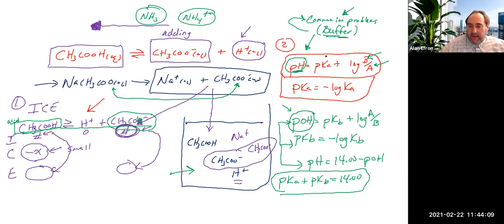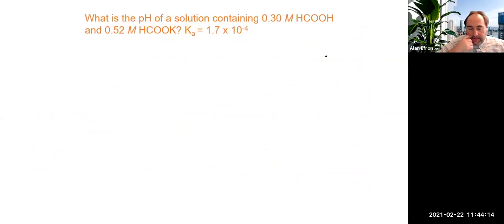All right, so I think where we left off was at this example here. So why don't you take a couple minutes here and see what you come up with. What is the pH of a solution that contains 0.3 molar and 0.52 molar here, and the Ka value there is given to you for the acid. So see what you come up with, and we'll talk about it.